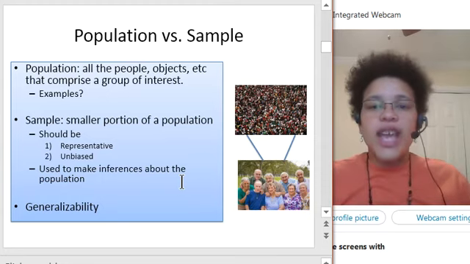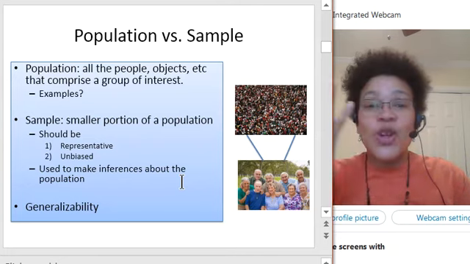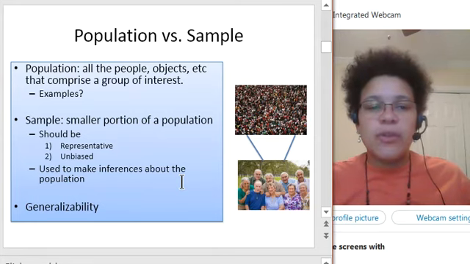Okay? Often we cannot actually study all third graders, even all third graders in the United States, or even all third graders in a state in southeastern United States. We study a sample, a smaller portion.